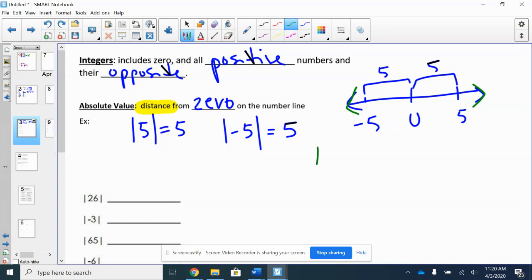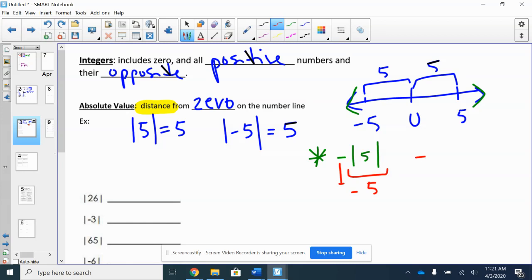One watch out you have to look for, and I don't believe this is on your IXL lesson, but if you had a negative on the outside, if I have, this is read as the opposite of the absolute value of 5, you pretty much want to view it like so, where you're viewing the absolute value symbol as parentheses, and this you have to bring down, right? So the opposite of the absolute value of 5 is -5.